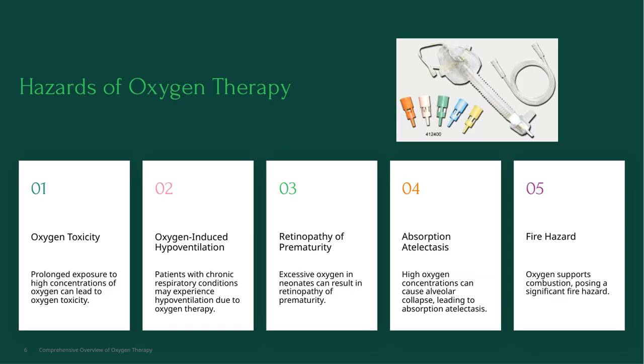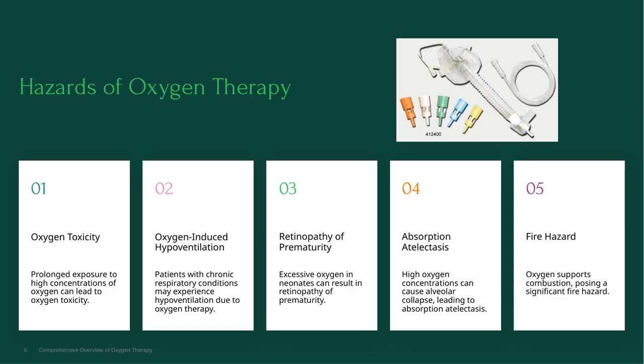For example, in neonates, excessive oxygen can lead to retinopathy of prematurity, which can affect their vision later on. Also, high oxygen concentrations can cause absorption atelectasis, where alveoli collapse because oxygen replaces nitrogen that normally keeps them open. Finally, we can't forget that oxygen supports combustion, making it a significant fire hazard. Ensuring proper safety measures is essential to prevent any accidents.